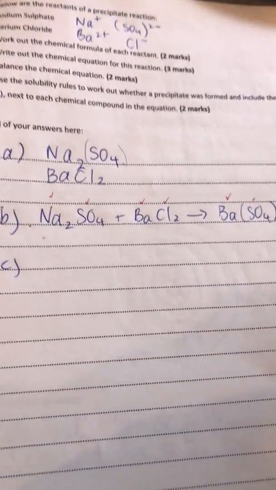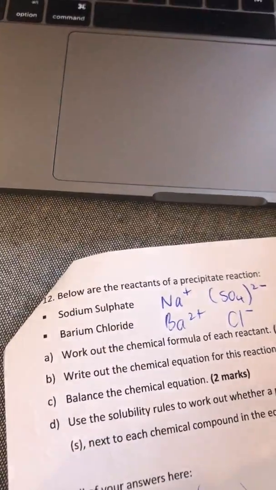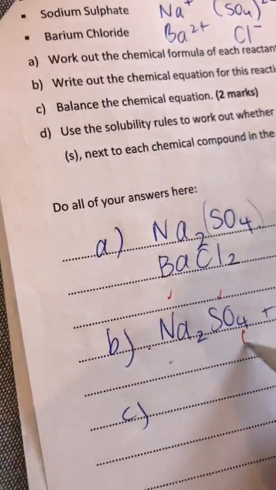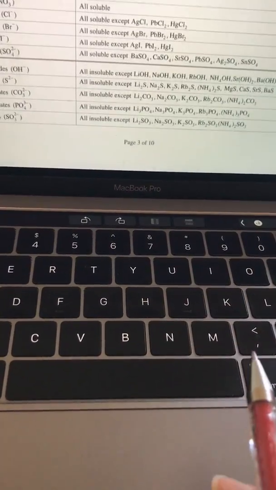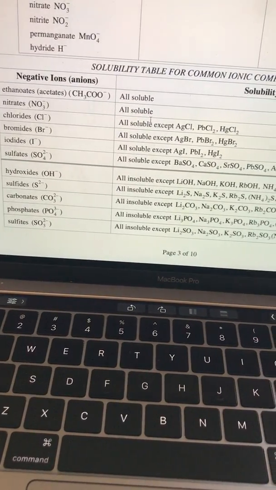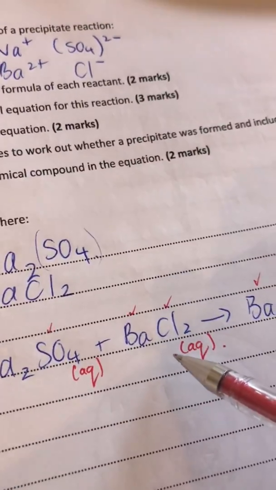And then the final step was to identify the states using the solubility rules. Okay, so you had to put aqueous. Now you could have checked it. So all chlorides, except those exceptions, are soluble. So barium chloride is aqueous.